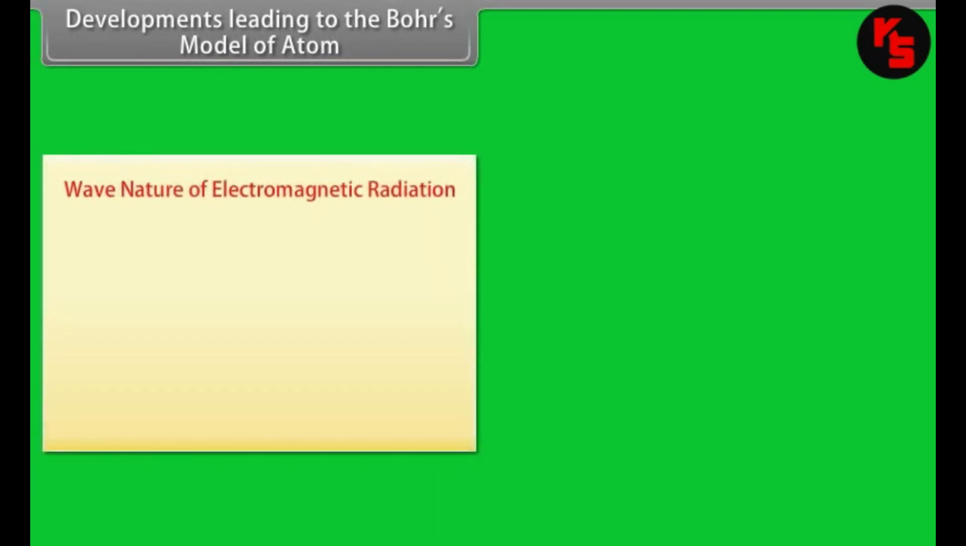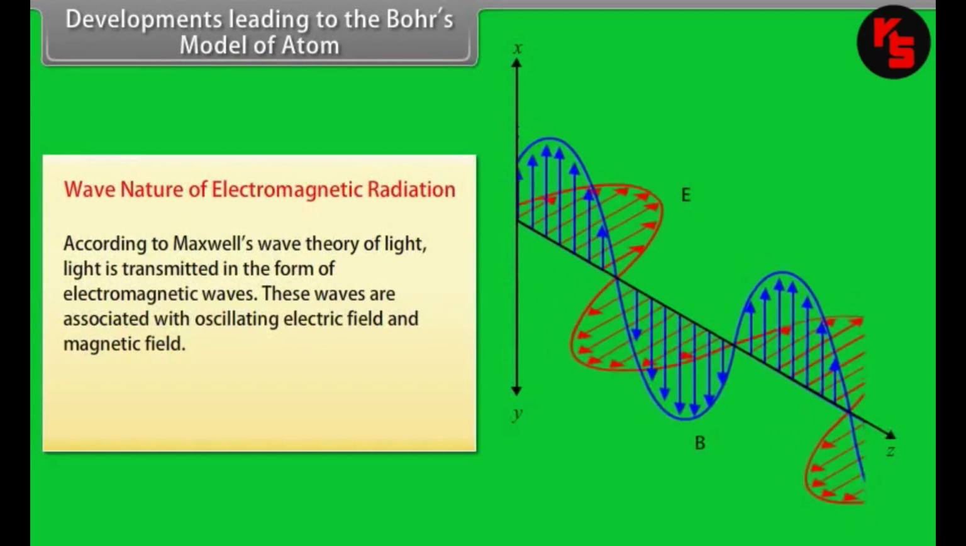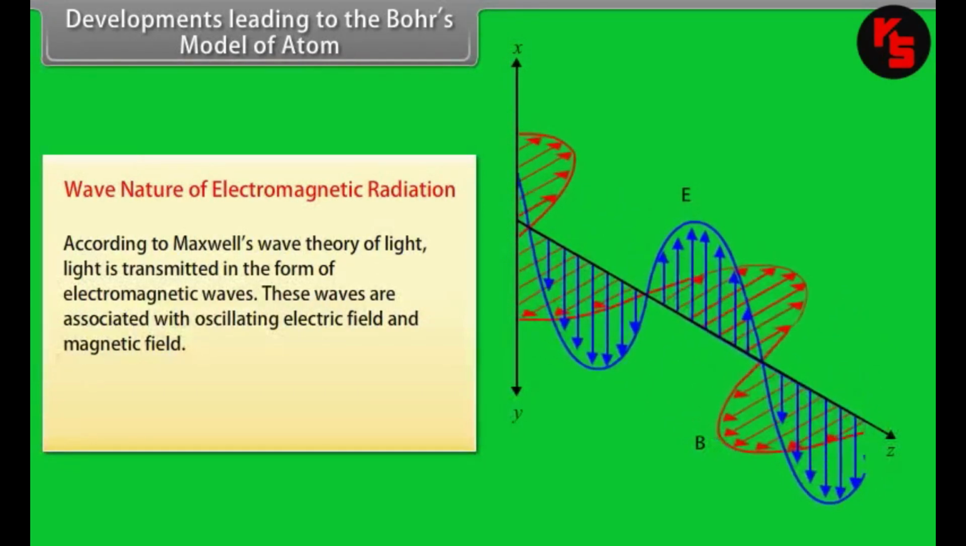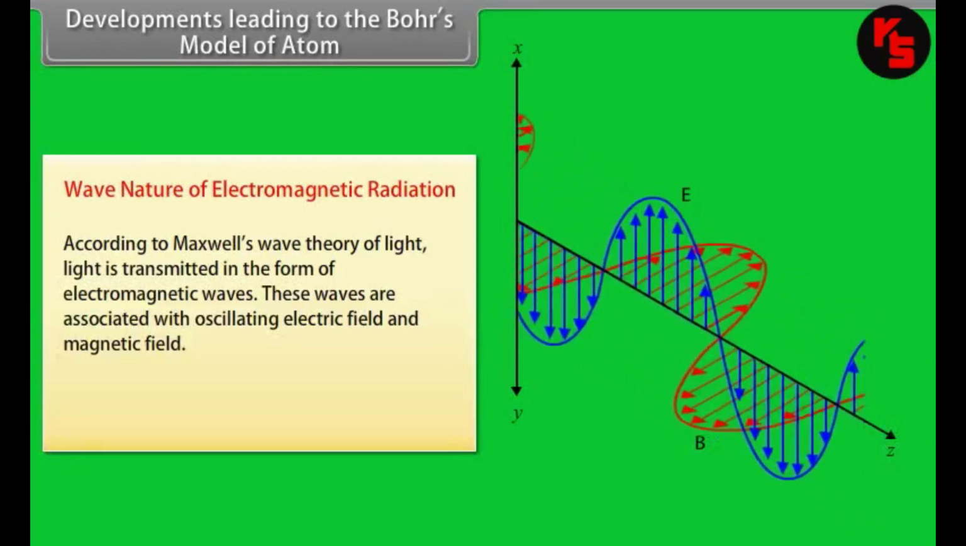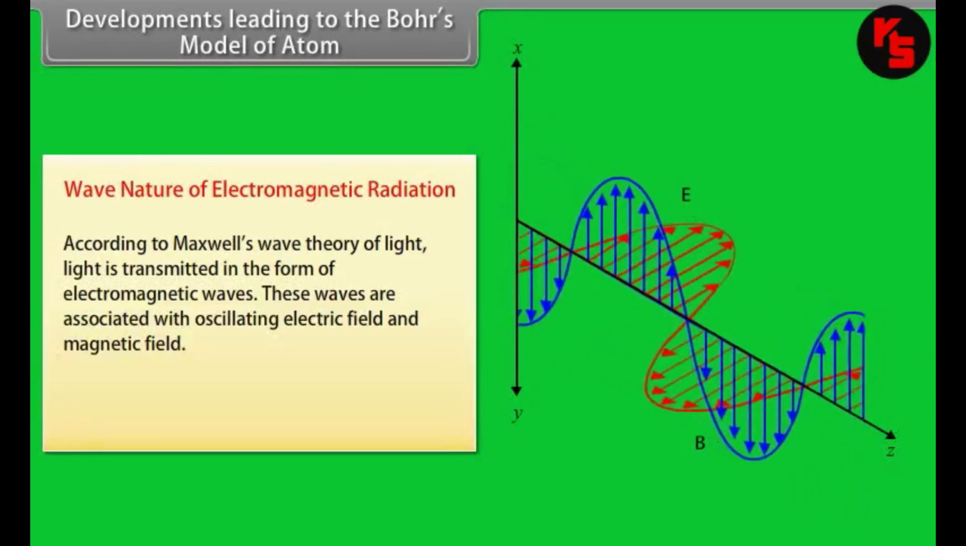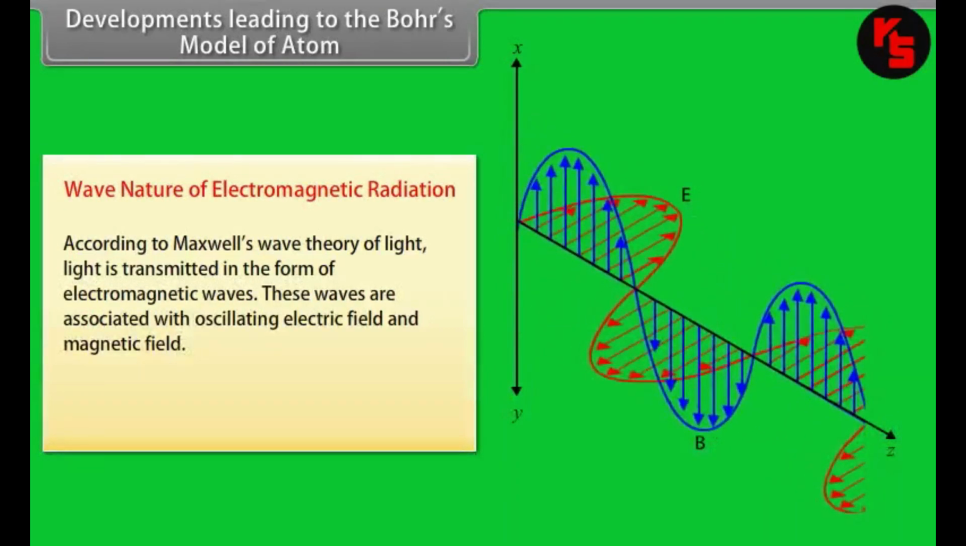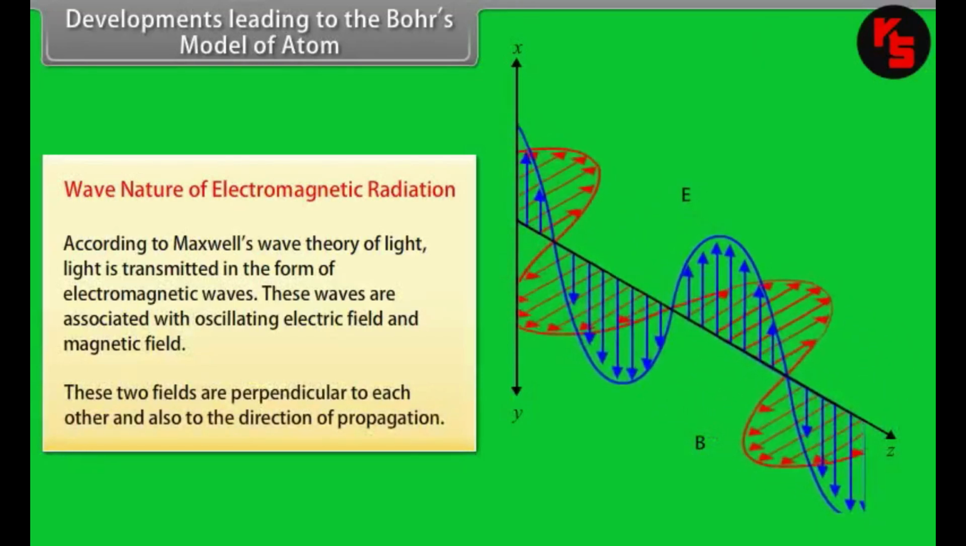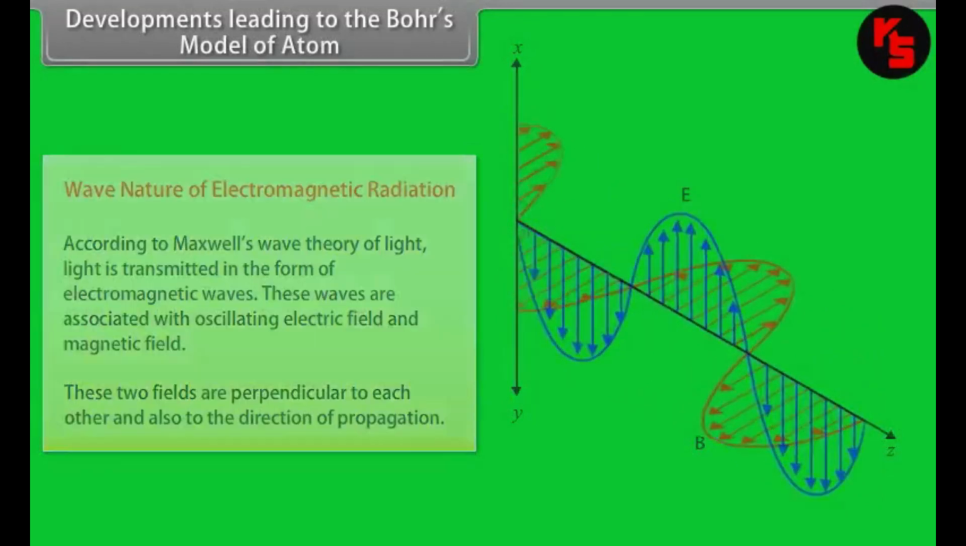Developments leading to Bohr's model of atom. Wave nature of electromagnetic radiation. According to Maxwell's wave theory of light, light is transmitted in the form of electromagnetic waves. These waves are associated with oscillating electric field and magnetic field. These two fields are perpendicular to each other and also to the direction of propagation.